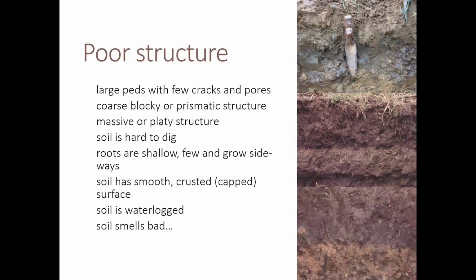The next one down's got a plough pan as well, which is preventing water and nutrients getting up and roots getting up and down. And then we see the same in the bottom one there. So we've got large, massive structure, large peds or huge solid aggregates with very few cracks and pores. We've got a coarse, blocky structure, or massive, which means hardly any drainage channels and pores at all.